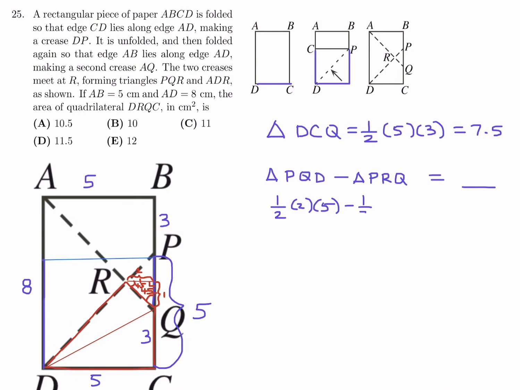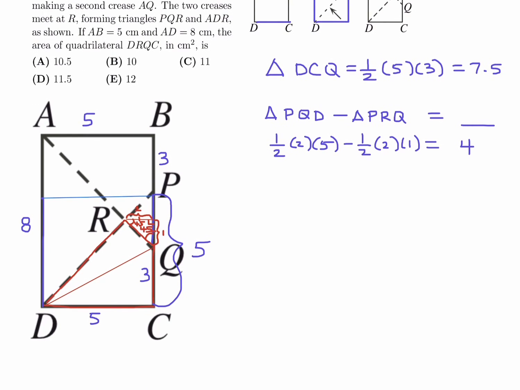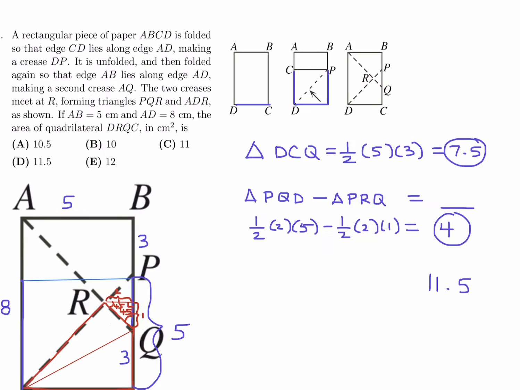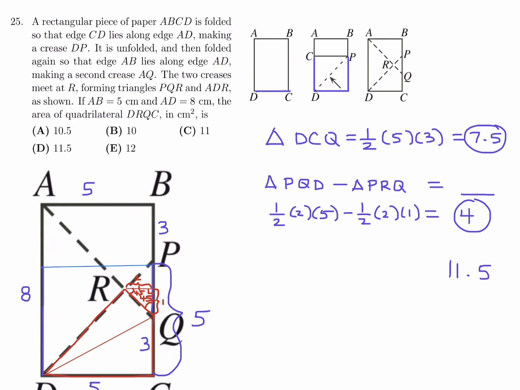PRQ is 1/2 base times height. The base is 2, and the height is 1. And that looks like it equals 1. So 5 minus 1, which is 4. So now to figure out the quadrilateral DRQ, I just have to add this, and if I do, I get 11.5. And therefore, the answer to number 25 is D.